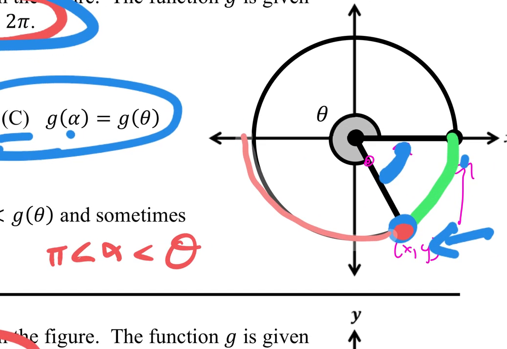Like if I put a dot here, that dot is lower than my red dot, right? It's going down. But if I put a dot here, that dot is higher than my red dot, so it's going up. Does that make sense? Okay.